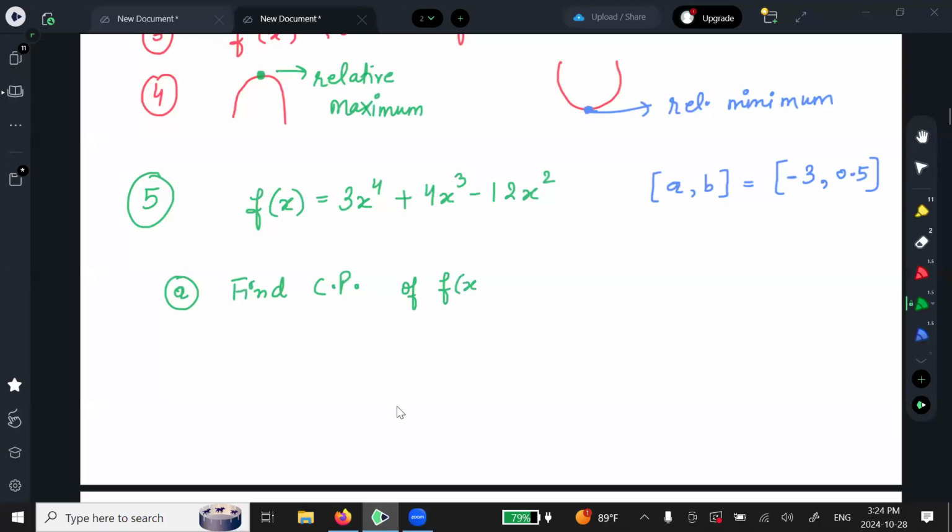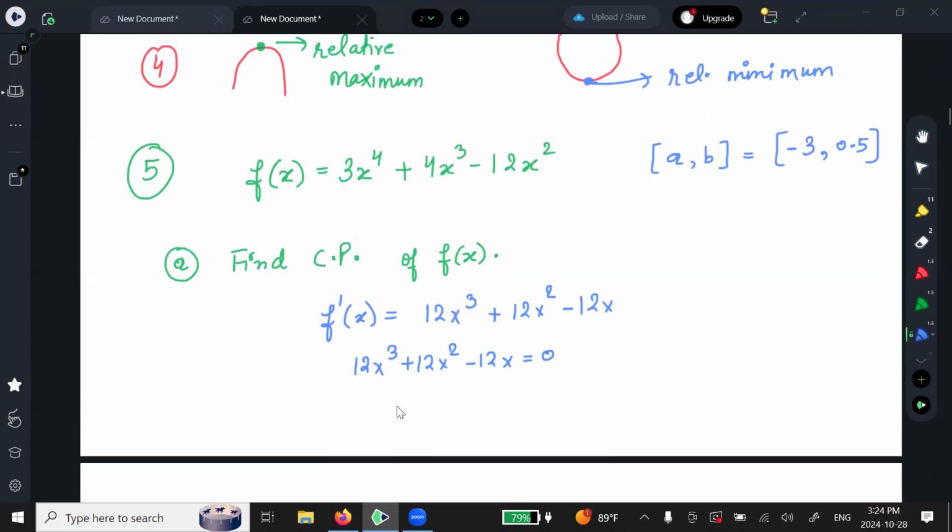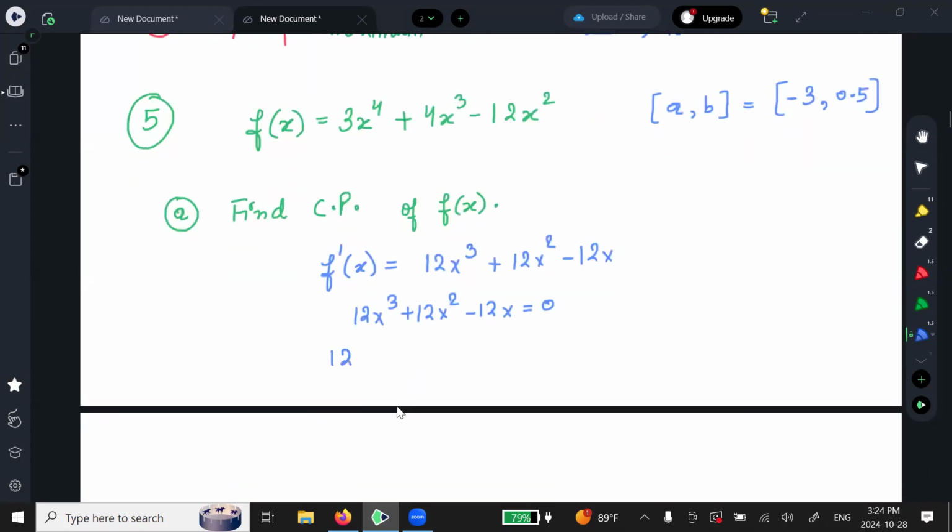Not that function, the derivative, right? Finding critical points, you first differentiate the function. Well, this is a polynomial. It's easy peasy to differentiate. Right? And to find the critical points, I have to make this 0 and solve. Practice this. What do you get? You take 12x common, yeah.